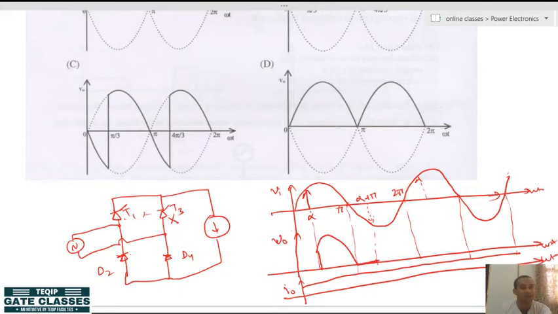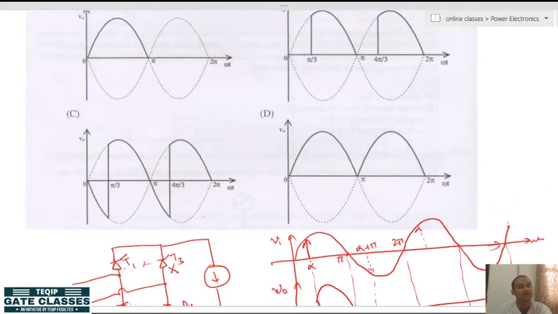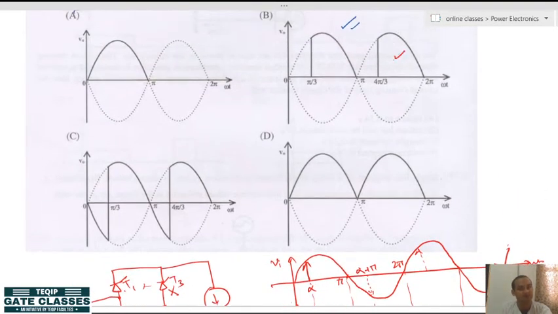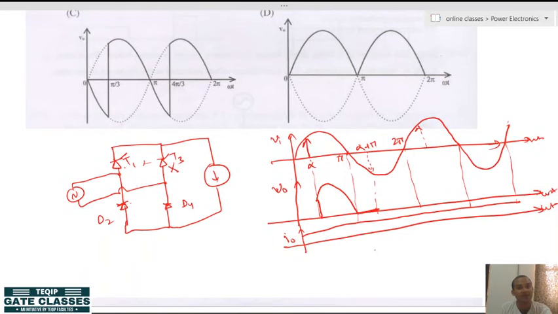But what will happen if at alpha plus pi T3 gets the gate pulse? In that case, the output will be like this. But what is happening at pi plus alpha? There is no gate pulse for T3. When there is no gate pulse for T3, just remember, we have done such a problem just now, it means that T3 will be open circuit. So we can make T3 an open circuit here.